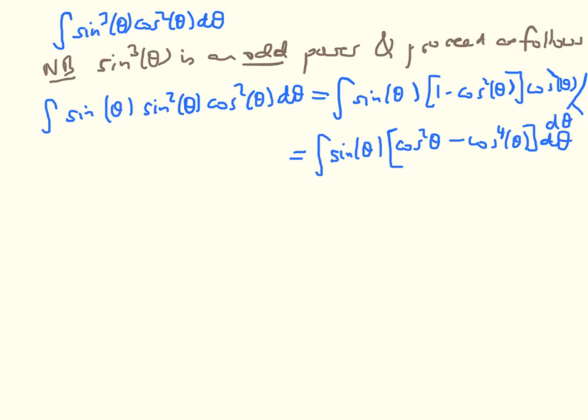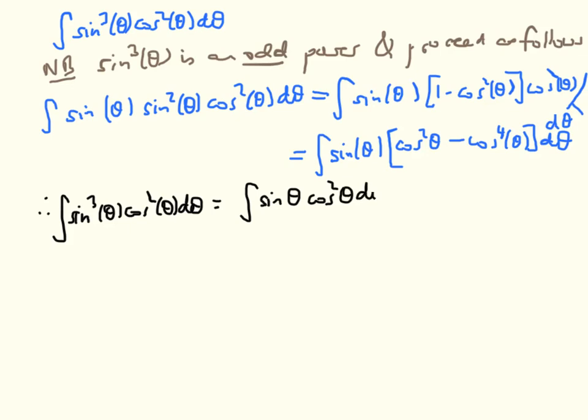And now we have two different integrals, and we see, just to return to our result, that the integral of sine cubed theta cos squared theta with respect to theta is equal to the integral of sine theta cos squared theta with respect to theta minus the integral of sine theta cos to the 4th of theta with respect to theta. So, we look at the first integral.